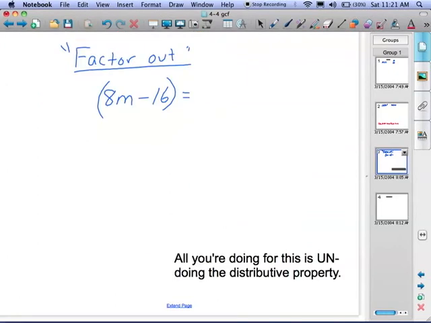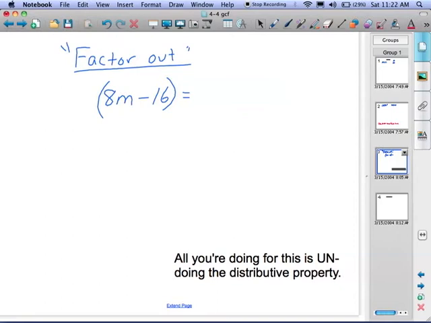This last board is the most important thing you're going to do in this entire chapter. It's called factoring out. And down on the bottom right-hand corner, you'll read all you're doing is undoing the distributive property. This is the most useful thing you're going to use later in math, beyond algebra. So it's very important. So we have 8m minus 16 as our problem. We want to end up with a problem that looks like the distributive property to start with. So we need to think of what number goes into both 8m and 16.